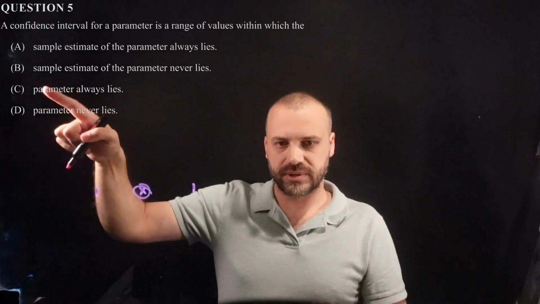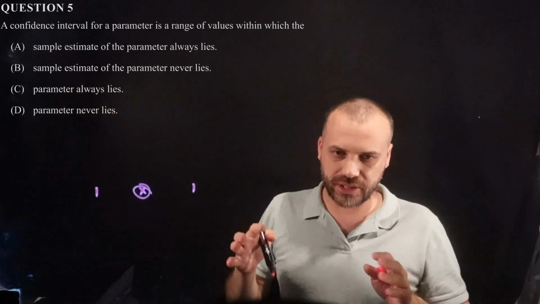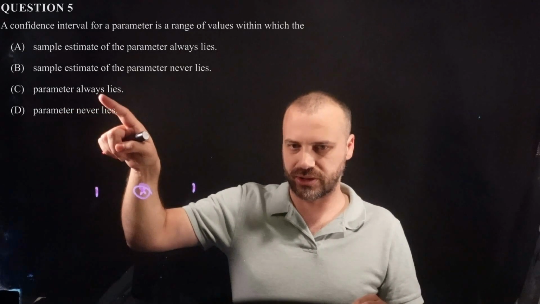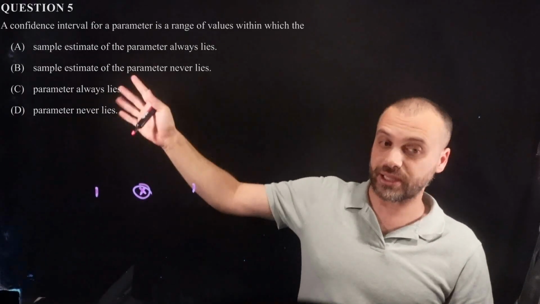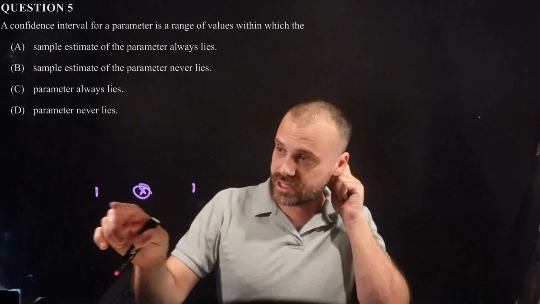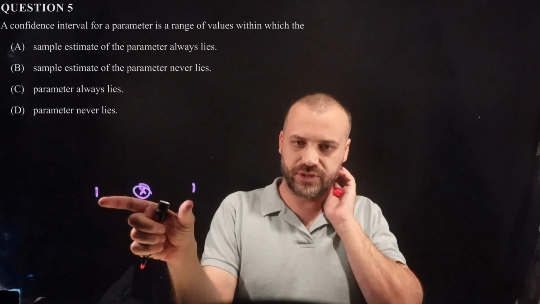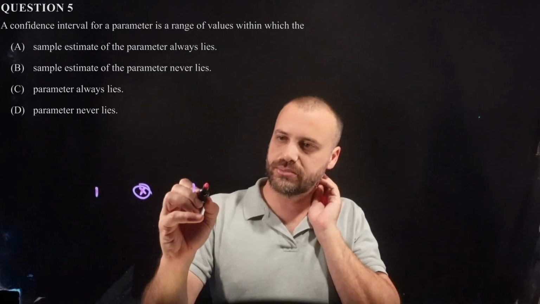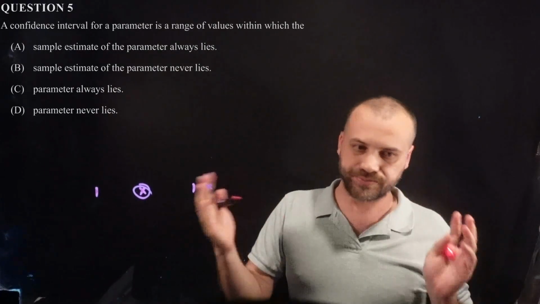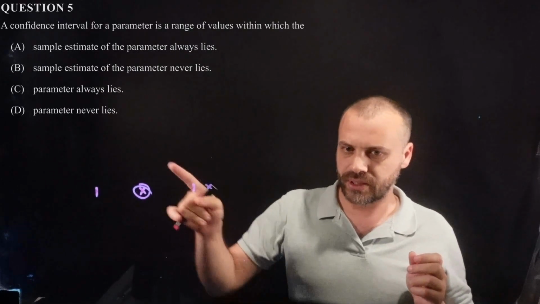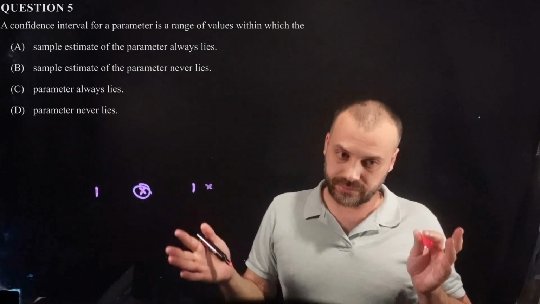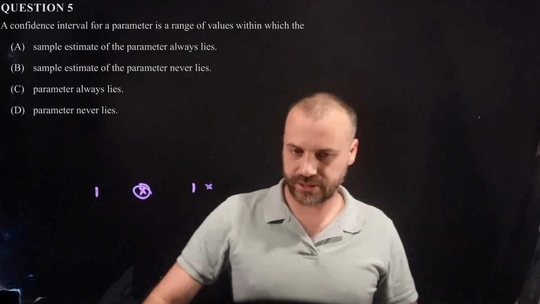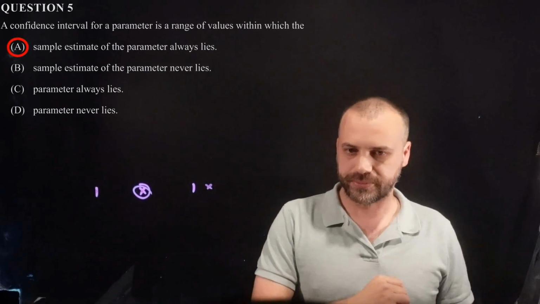What about B? Sample estimate of the parameter never lies? Well, obviously not the case. What about the parameter always lies? The parameter in this case is the population mean. And the population mean doesn't always lie within our confidence interval. If we've got a 95% confidence interval, the actual population mean will be outside of our confidence interval about 5% of the time. Parameter never lies. No, it will be inside of here 95% of the time. So my answer is A.